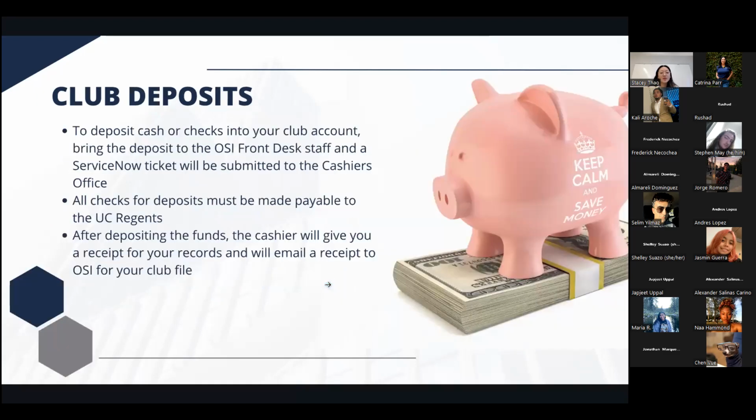A little bit of what I've just covered a while ago: when you're depositing cash or checks into your club account, you want to bring that deposit to the OSI front desk staff, and a ServiceNow ticket will be submitted to the cashier's office. And all checks or deposits must be payable to the UC Regents when you're making that check. And then after depositing the funds, the cashier will give you a receipt for your records, and then they will also email us that receipt so we can keep that in your club file.